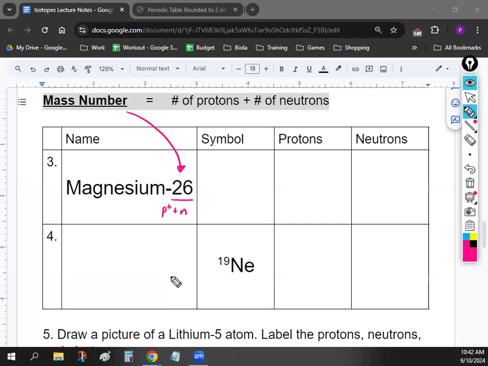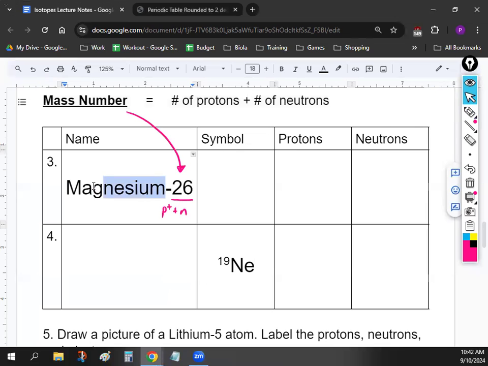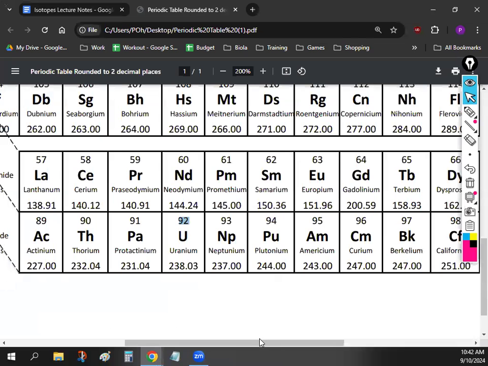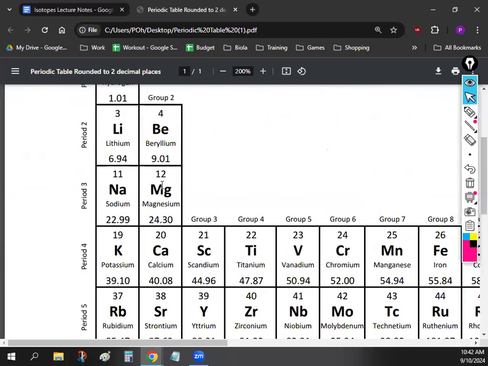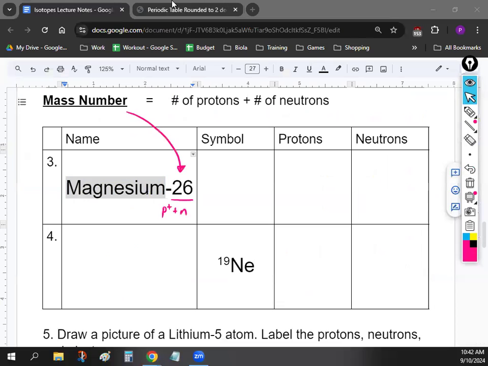All right, so another way we can communicate the identity of an isotope is through the symbol. The symbol is very easy as well. All we have to do is go to the periodic table and look for the element. So we're going to look for magnesium. It's all the way on the left, and magnesium is Mg. So we're going to write Mg for the symbol. This is the next part of the problem.